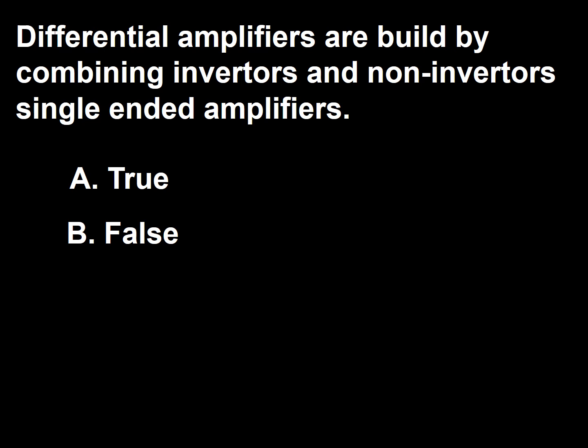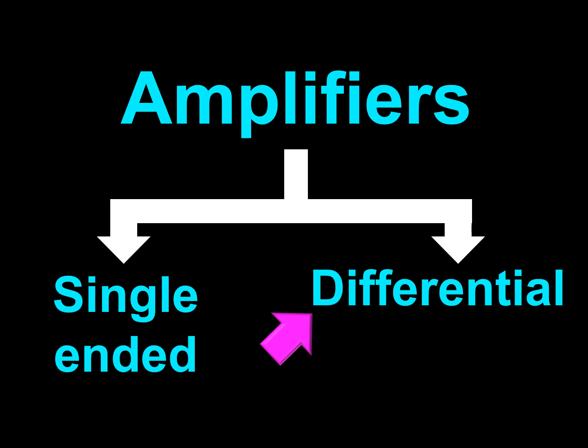Next question. Differential amplifiers are built by combining inverters and non-inverters single-ended amplifiers. A true, B false. Differential amplifiers are nothing more than a non-inverter single-ended amplifier and an inverter single-ended amplifier combined in a specific arrangement. I will show you this arrangement in the next frame.